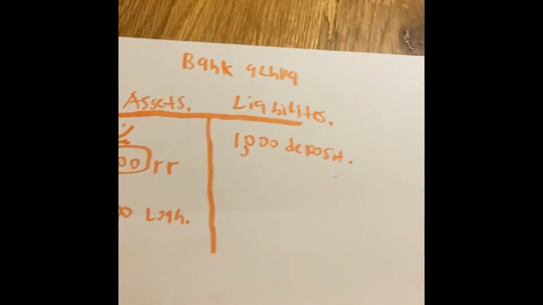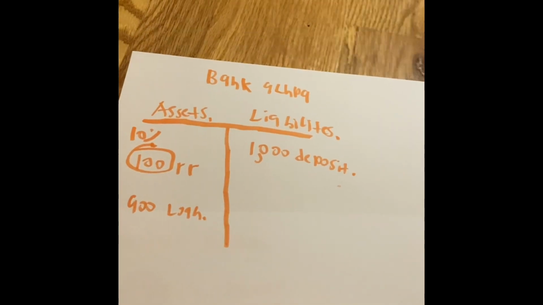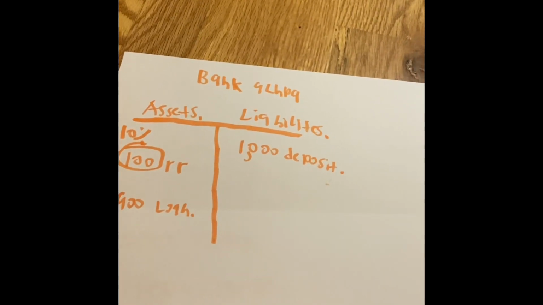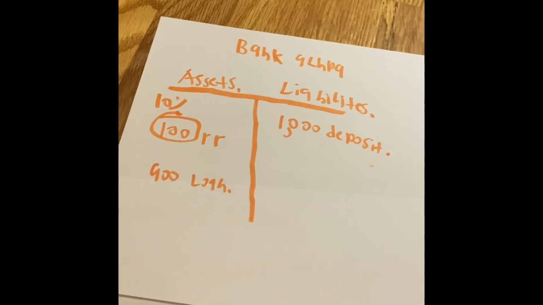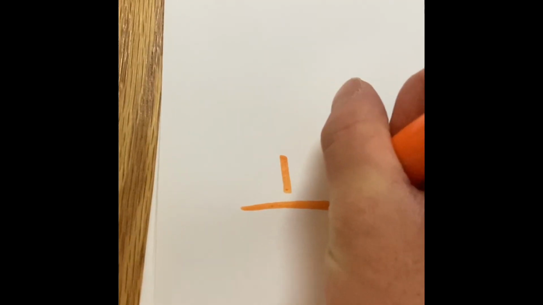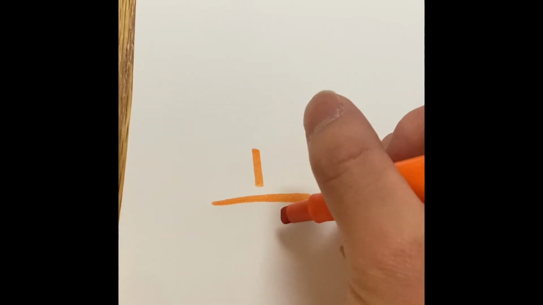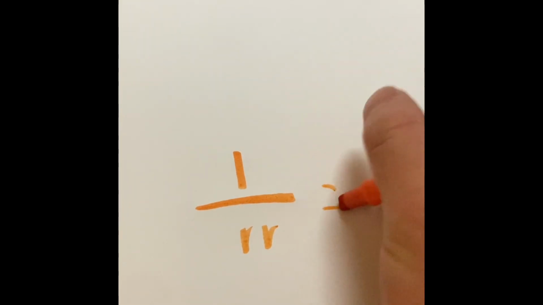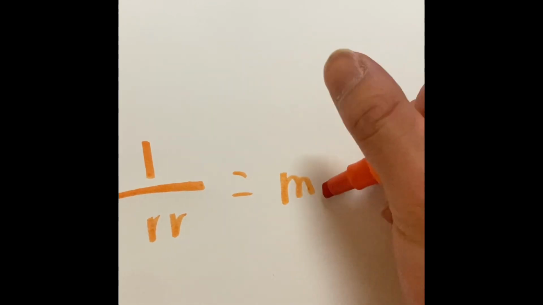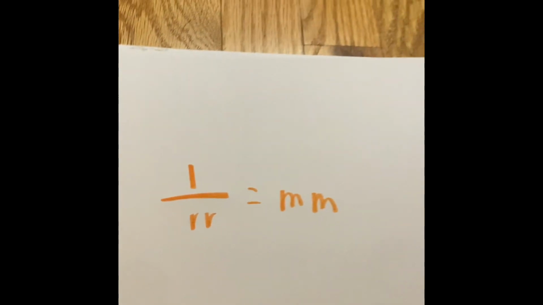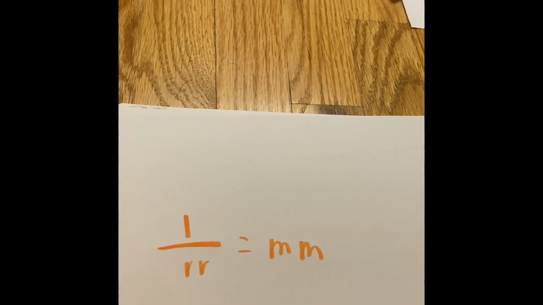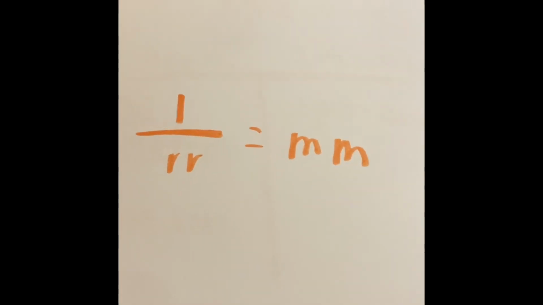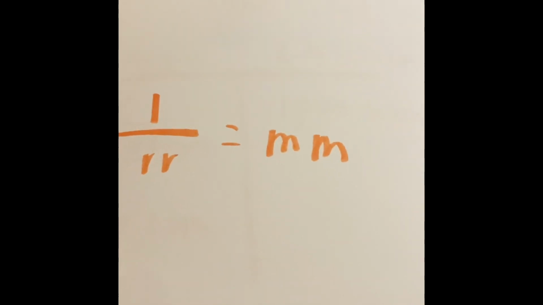So the formula for how we can calculate how much money the bank needs by the end of the day, and also what the multiplier rate is, is going to be 1 divided by the reserve rate. It's going to equal the multiplier. So that's going to be the formula. Not only that, I'm going to use that formula in an example problem.